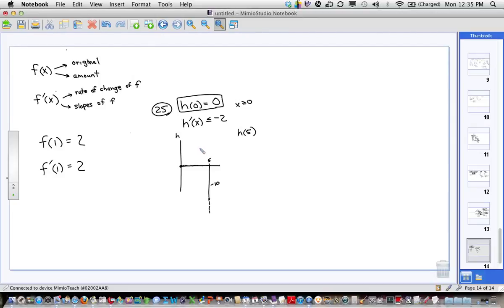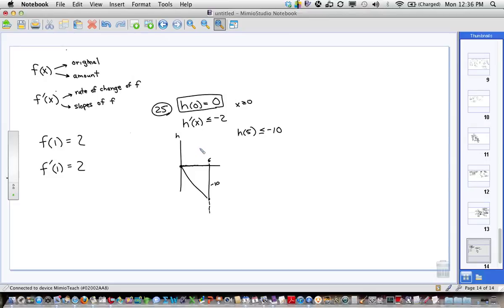But what do we know? We do know that h of 5, that's the y value at 5, has to be below negative 10, which wouldn't that be less than or equal to negative 10? That'd be below negative 10. Now, it said to explain. I think a picture with a slope triangle and then a few words about that would be a good way to explain that. You say, hey, the slope is less than or equal to negative 2, so if you go over 5, you have to go down at least 10, but maybe more.